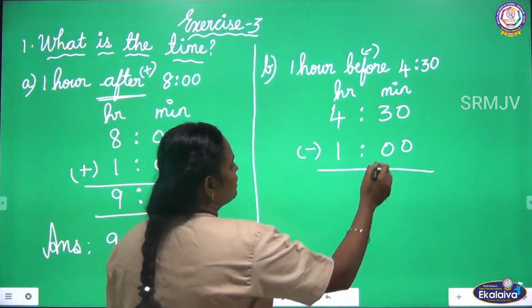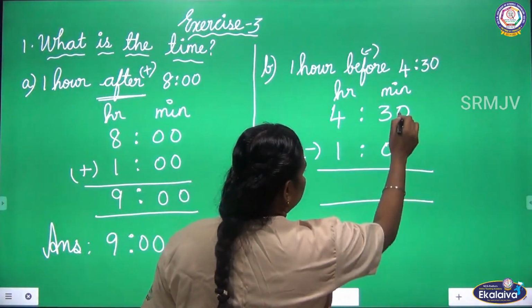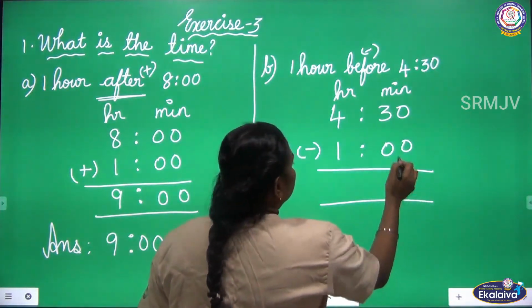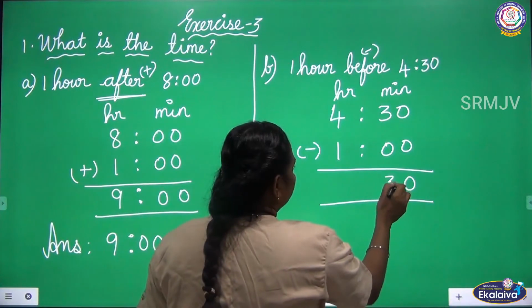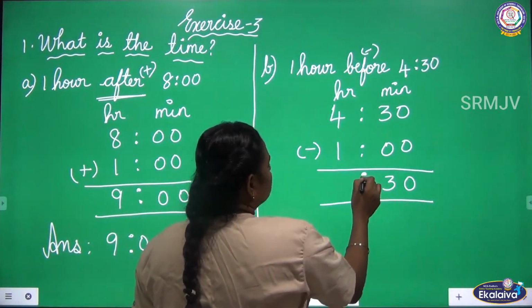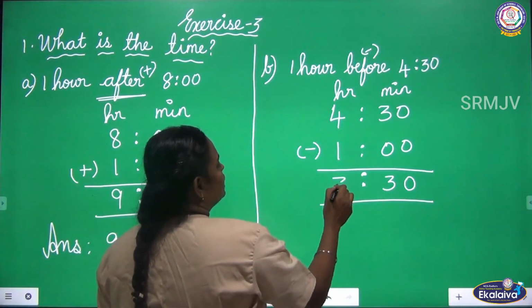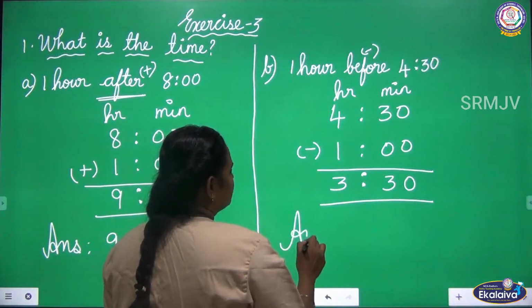So listen, subtract like ordinary subtraction. 0 minus 0 is 0. Then 3 minus 0 is 3. Next 4 minus 1 is 3. So now you tell me the answer.